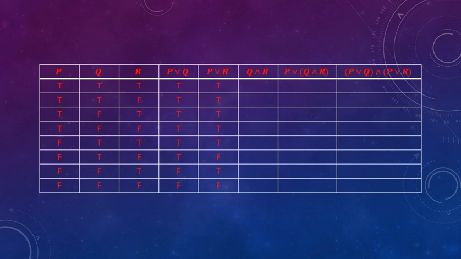We also had Q and R, the conjunction of Q and R, showing up in one of the logical forms that we wanted to find. So let's figure out the truth values for Q and R. True and a true gives me a true. True and a false gives me a false. False and a true gives me a false. False and a false gives me a false. And you actually repeat that same sequence of values: true, false, false, false.